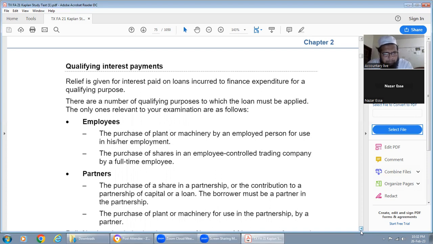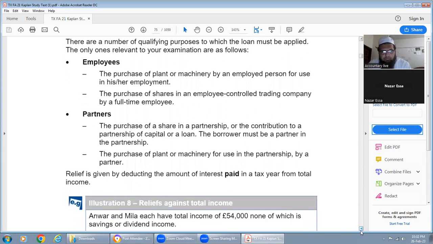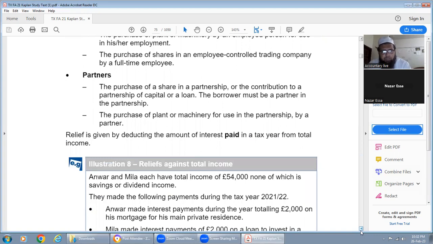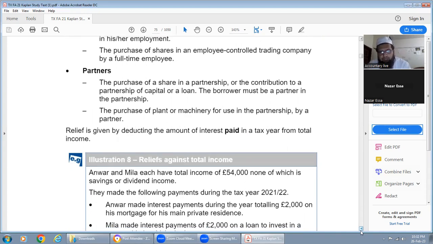The purchase of shares in an employee-controlled trading company by a full-time employee. Then you have partners. The purchase of a share in a partnership or the contribution to a partnership of capital or loan; the borrower must be a partner in the partnership. The purchase of plant or machinery for use in the partnership by a partner. Relief is given by deducting the amount of interest paid in the tax year from total income.